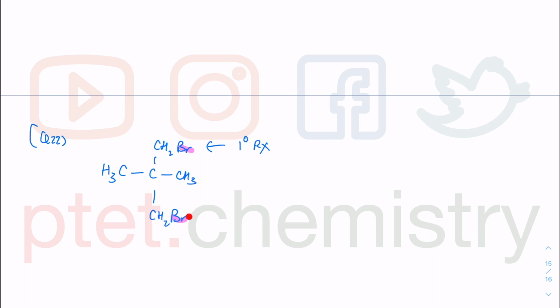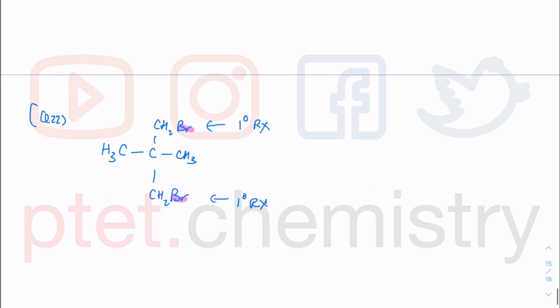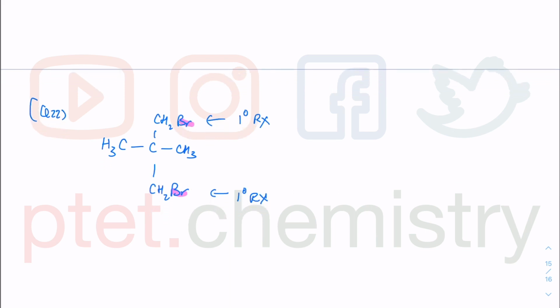The carbon with the halogen is bonded to one other carbon. This is also a primary halogenoalkane. Okay, so these two bromine, they are not next to one another. If you think about the position, this is carbon 1, carbon 2, carbon 3, let's say.